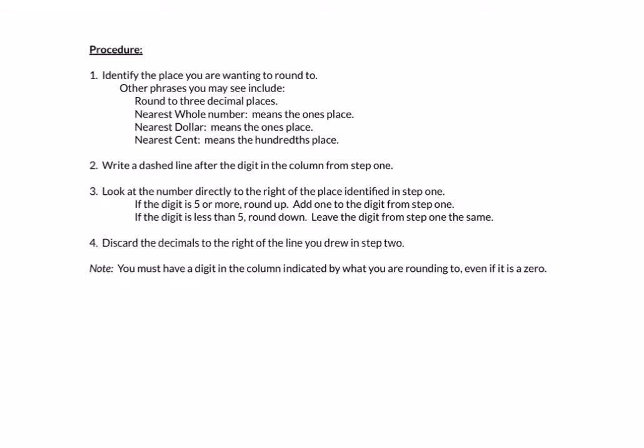The reason that we wrote the dashed line in step 2 is unlike when we were working with whole numbers where we replaced everything with zeros, we are going to discard all of the decimals to the right of the digit that we are rounding to. One thing to note, you must have a digit in the column indicated by what you are rounding to, even if it is a 0. If you're rounding to the nearest hundredth, you need to have something in the hundredths column. All right, so let's go ahead and look at some examples.